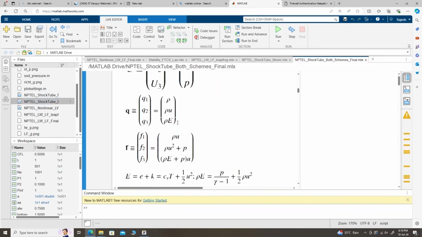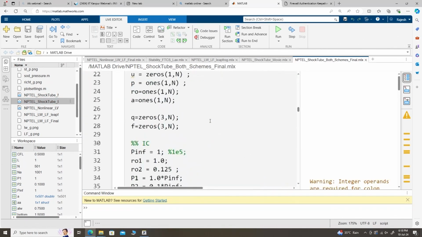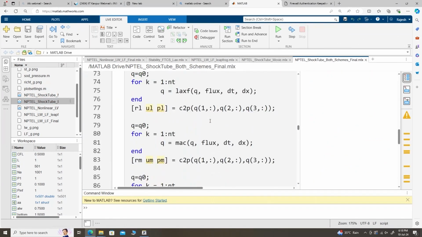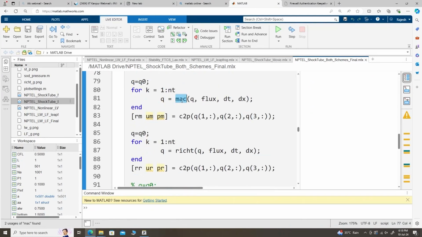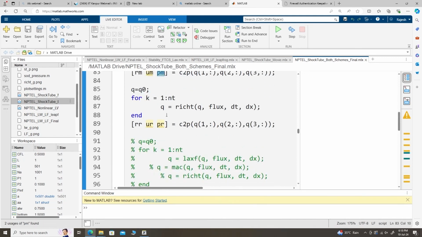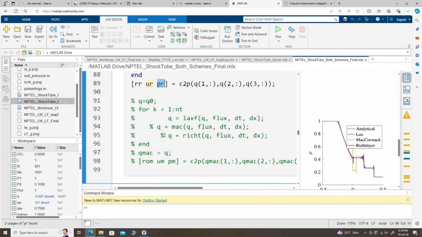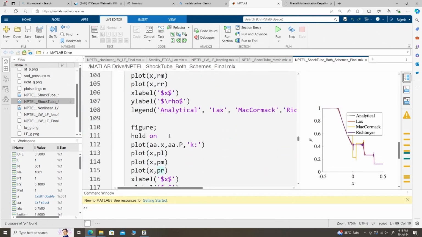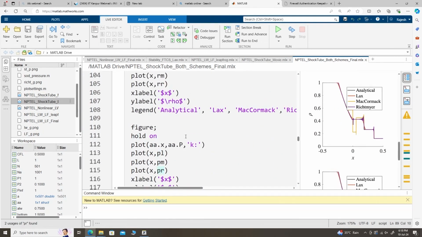Yeah. So, in this I am comparing all these schemes. As you can see here, I use Lax-Friedrichs and store it as R_L, U_L and P_L, L for Lax-Friedrichs. Then I use MacCormack, store it as R_M, U_M, P_M, M for MacCormack, and then I use Richtmyer and store it as R_R, U_R and P_R. And then I am basically comparing all those results.